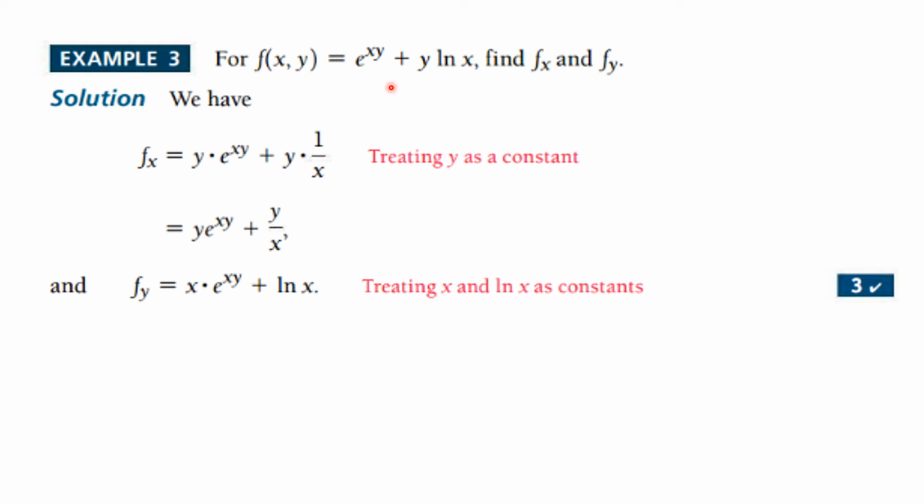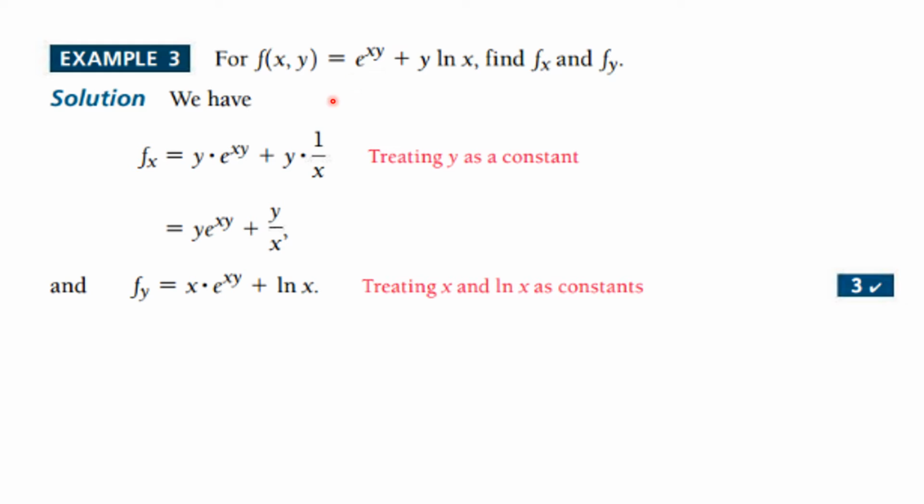Let's do another example. This has exponentials and logarithms in it. So f of xy is e to the xy plus y ln of x. We want to find the partial with respect to x and the partial with respect to y. Well, here we have to use the chain rule. So the derivative of this is going to be e to the xy times the derivative of this, and again it's with respect to x, so it's going to be y.